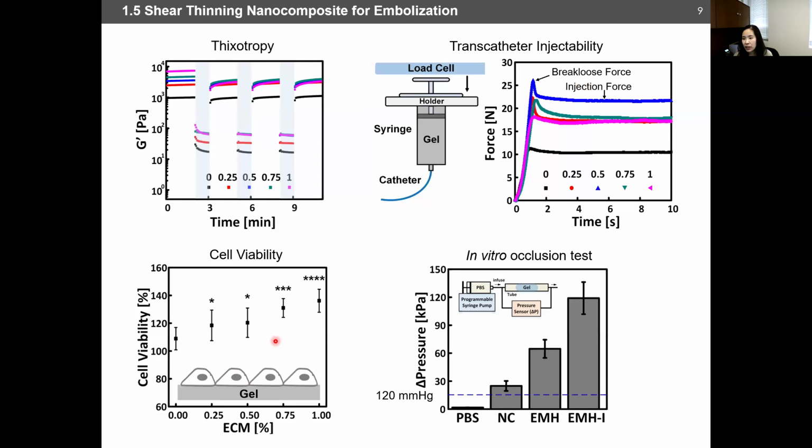We tested the cell viability, also showing this material is biocompatible, and it was able to withstand pressure of up to 120 kilopascal. That's over 11 folds as compared to the healthy human physiological pressure. That's 120 millimeters of mercury. That's around 16-ish kilopascal.